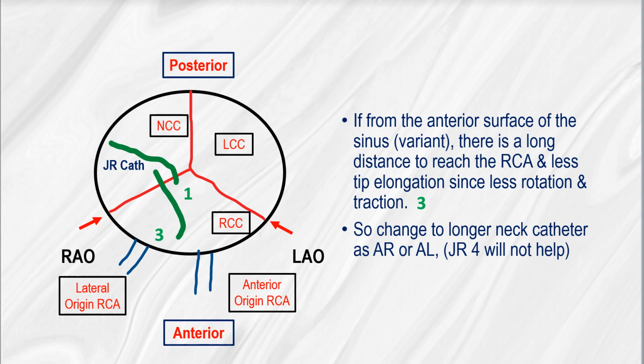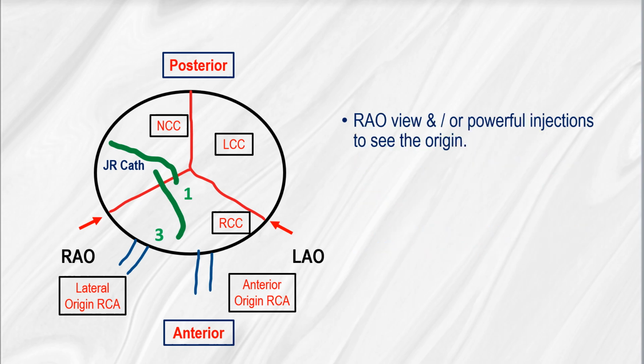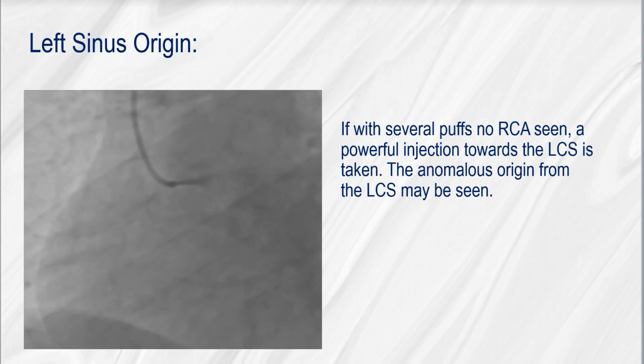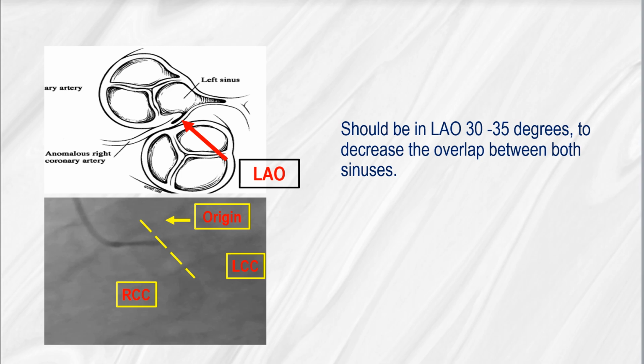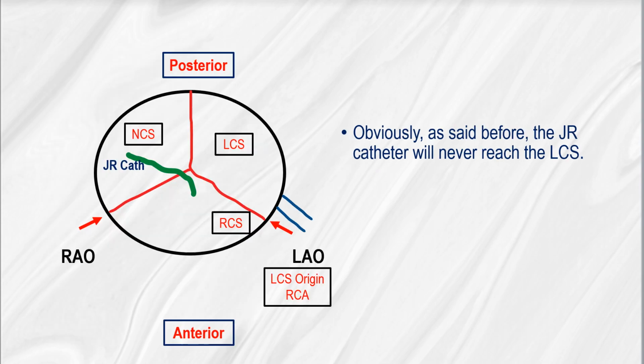So change to a longer neck catheter such as Amplatz right or Amplatz left. Judkins right 4 will not help. RAO view and or powerful injections may help to see the origin. A powerful non-selective injection towards the left coronary sinus may allow the appearance from the left side origin. It should be in LAO 30 to 35 degrees to decrease the overlap between both sinuses.